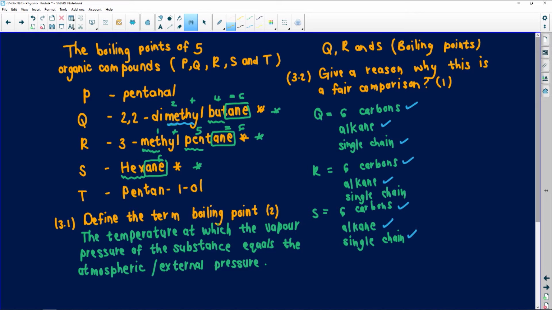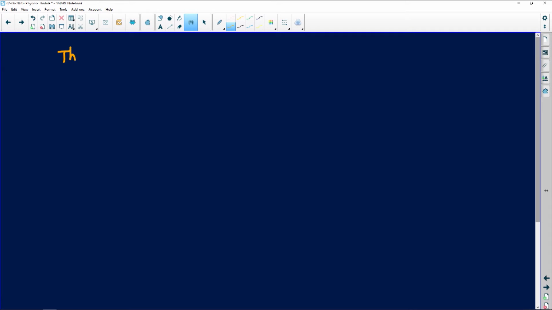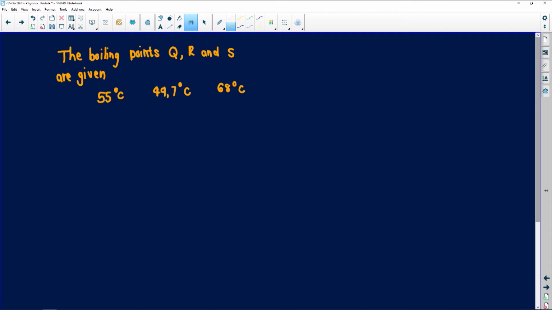Let's see our next question. Let me go to another slide. The next question says we have boiling points now. We have the boiling points of Q, of R, and S. So we're looking at the same comparison, right? They are given, and here it just says they are not in order. So they've written 55 degrees Celsius, 49.7 degrees Celsius, and 68.6. Now, what must we remember?